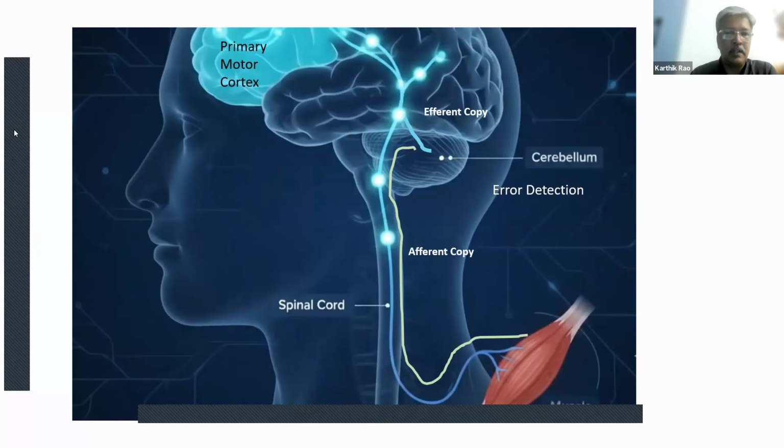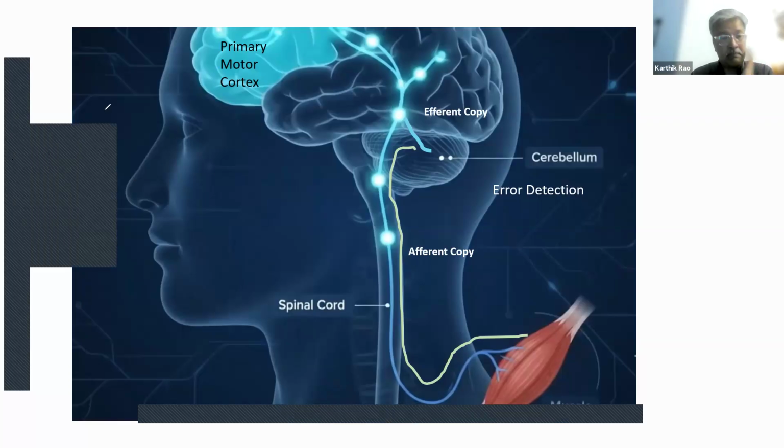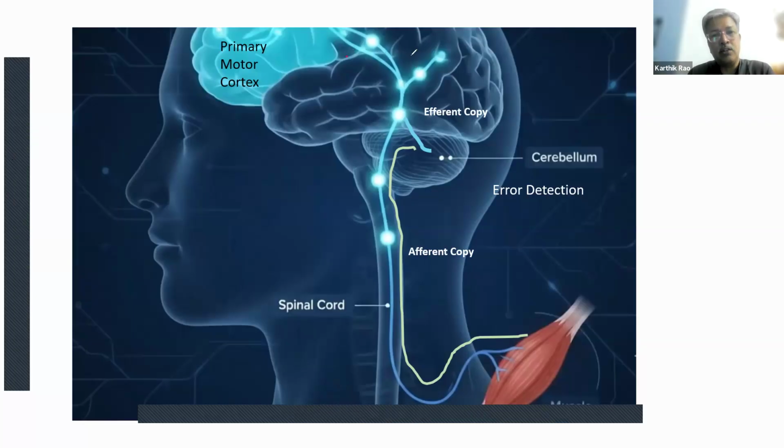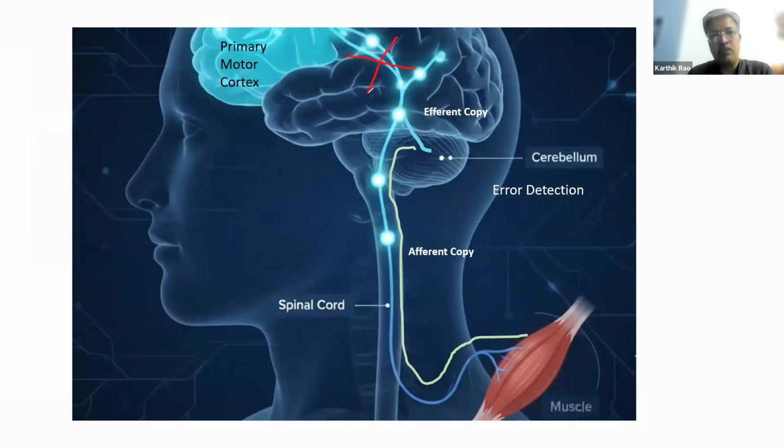Now, what happens in passive learning? It could be a passive movement, it could be passive stimulation, or any other modality where the patient is not initiating the movement. The first thing is that there is no motor command which comes from the primary motor cortex to the spinal cord or the muscle, right?